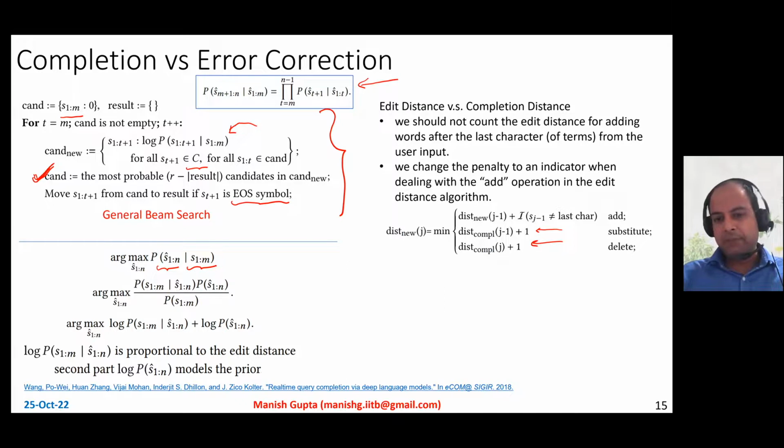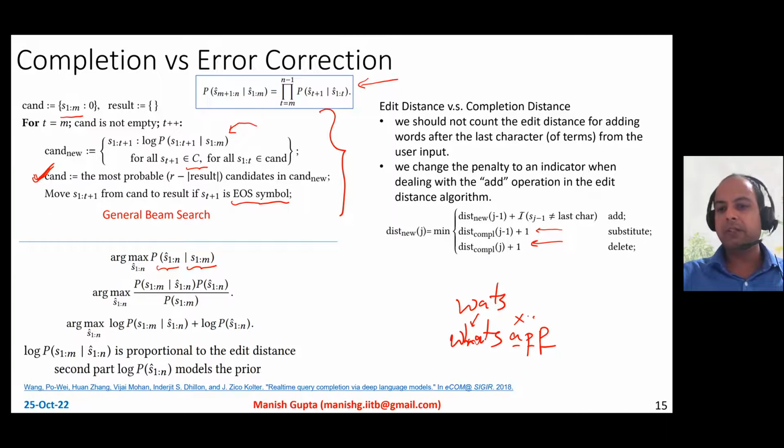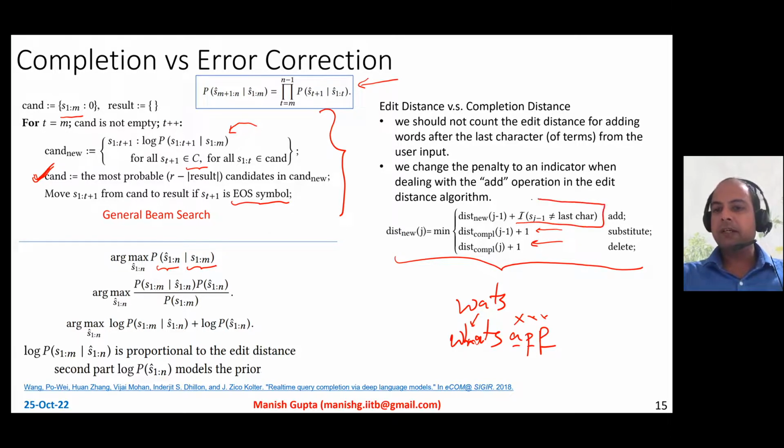Because if the user typed WATS, and you insert a new character, there is a penalty for this character. But after that, whatever characters you generate, there is no penalty for these. So the edit distance formula has to be appropriately modified to have no penalty for the extra characters that are added, but incur a penalty for every substitution, deletion, or insertion that you make otherwise in the original user typed prefix.